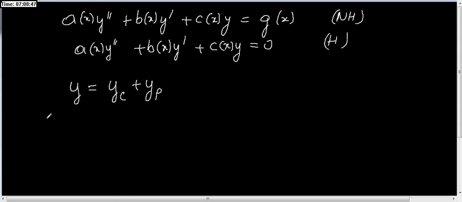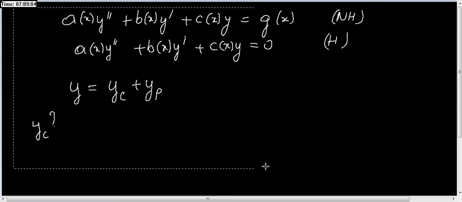That means we'll have two steps. The first one is how to find yc, and after that we'll see how to get yp. For yc, we'll have two methods depending on the type of equation that we have. Now, the first method will be applicable when we have the following situation.